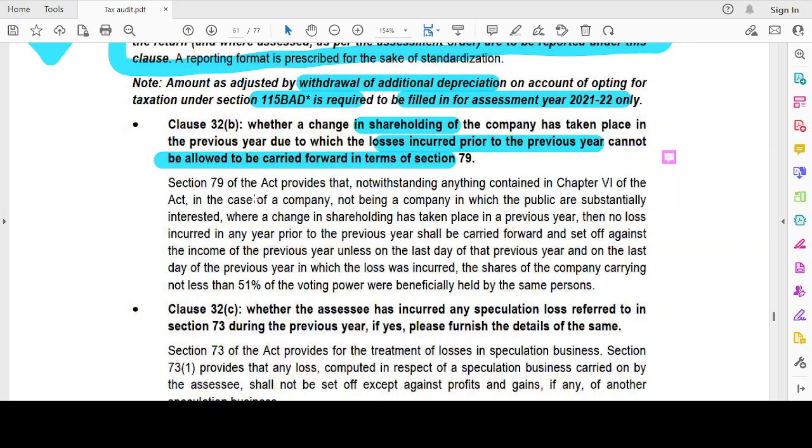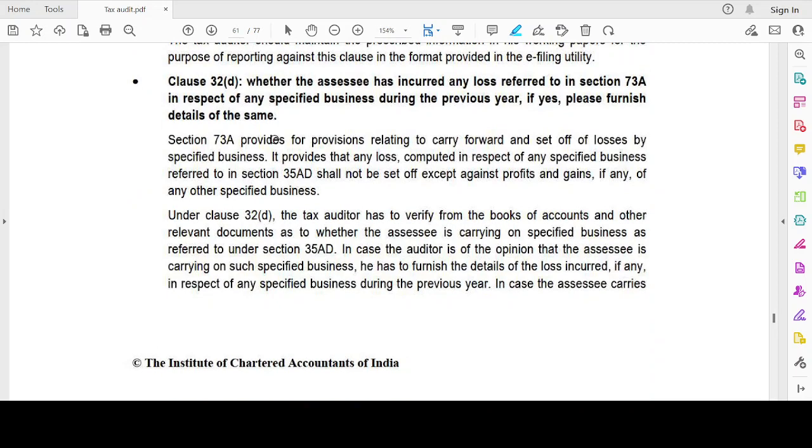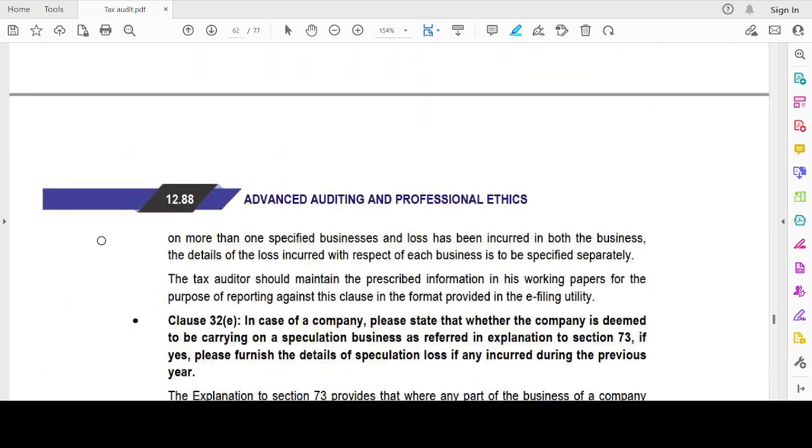Now, clause 32C. Whether the assessee has incurred any speculation loss referred to in section 73 during the previous year. If yes, please furnish the details of the same. If I've incurred any speculation losses, the same has to be furnished. 32D. Whether the assessee has incurred any loss referred to in section 73A in respect of a specified business during the previous year. If yes, please furnish the details of the same. 32C was speculation business loss and 32D was specified business loss.